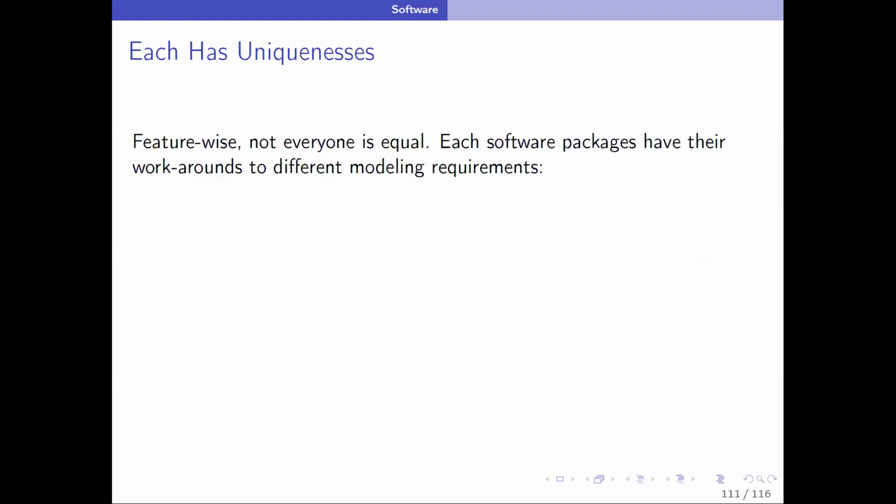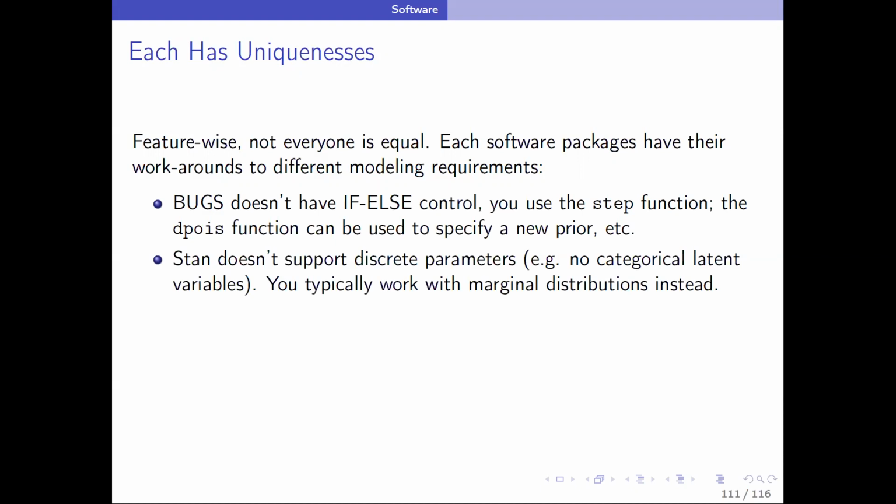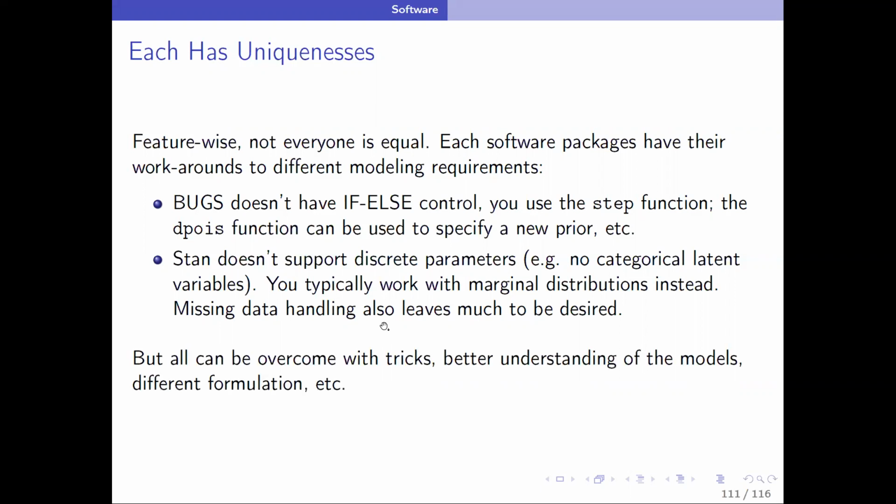Of course, everybody has their own uniqueness. Some software doesn't support if-else. Some software, like Stan, doesn't support discrete parameters. You can't do categorical, so you have to be clever about how to do things. But there are always ways that you can do it. How to deal with missing data: it doesn't handle it correctly, or, sorry, it just doesn't handle it.